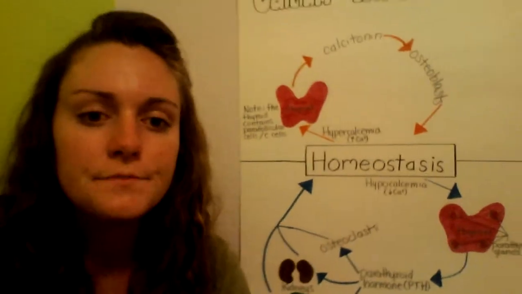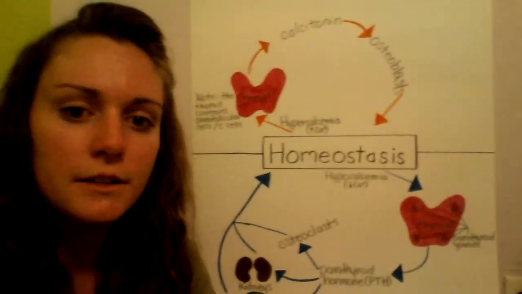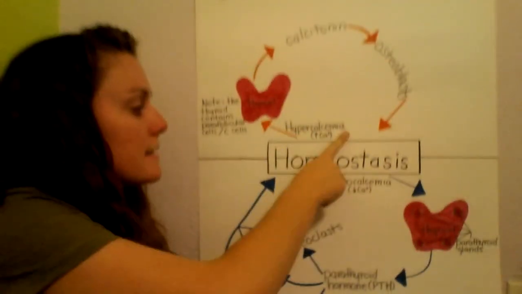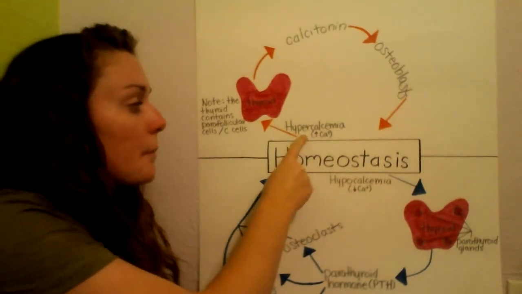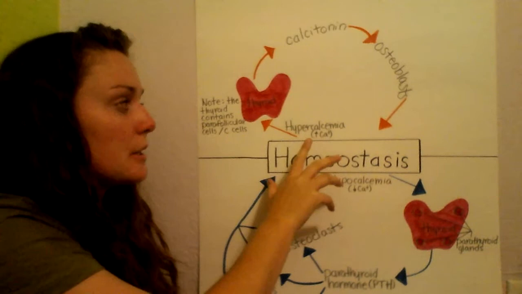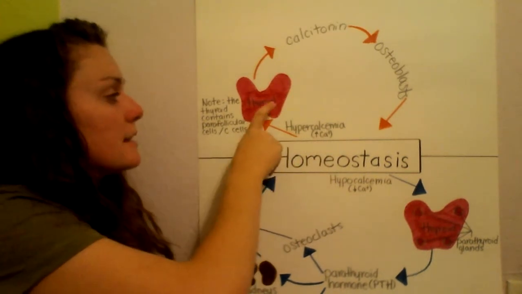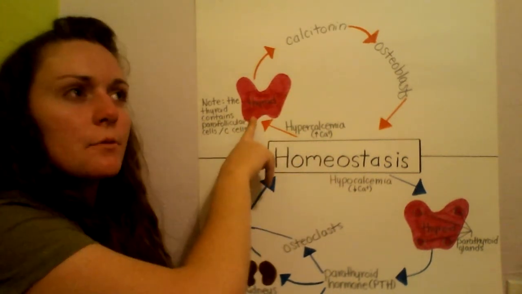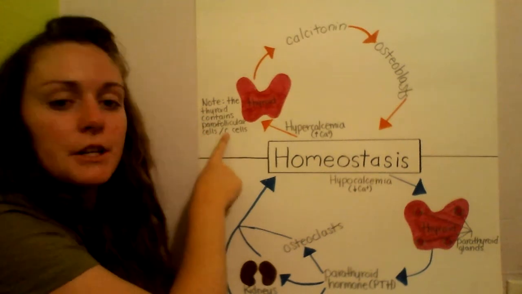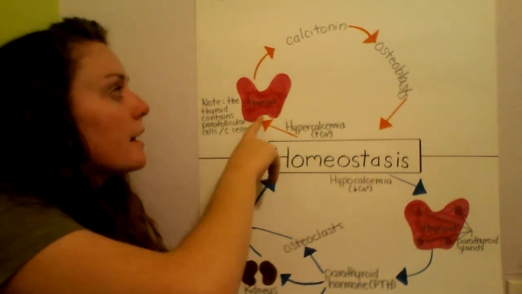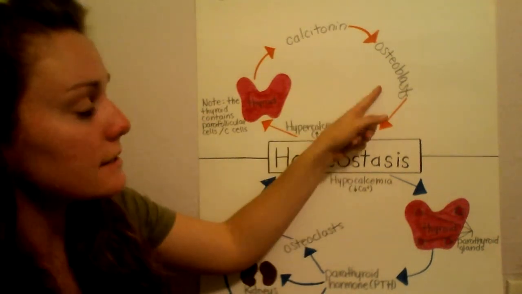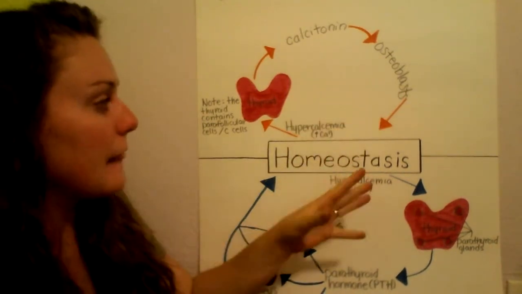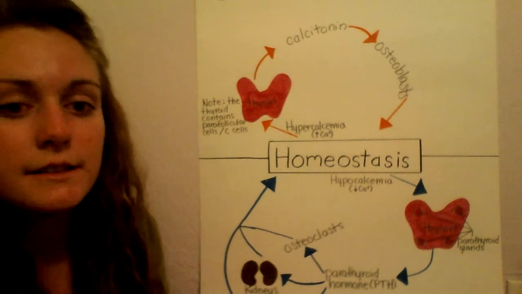First, we have up here the homeostasis. This is the level that the body needs to be at for calcium. Up here we have hypercalcemia, which is too much calcium. It stimulates the thyroid, and the thyroid, remember, contains parafollicular cells, or C cells, and it tells calcitonin to be released, which then stimulates the osteoblasts, and that brings us back to the homeostasis.